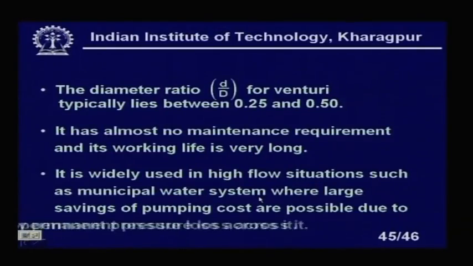It is widely used in high flow situations such as municipal water systems, where large savings of pumping costs are possible due to low permanent pressure loss across it. If you look at the range of these flow meters, the venturi meter has a larger range than the orifice meter. So, except for the cost, the main advantages of this venturi meter are that it is reliable, its range is very high compared to the orifice, and the permanent pressure drop is also very low.